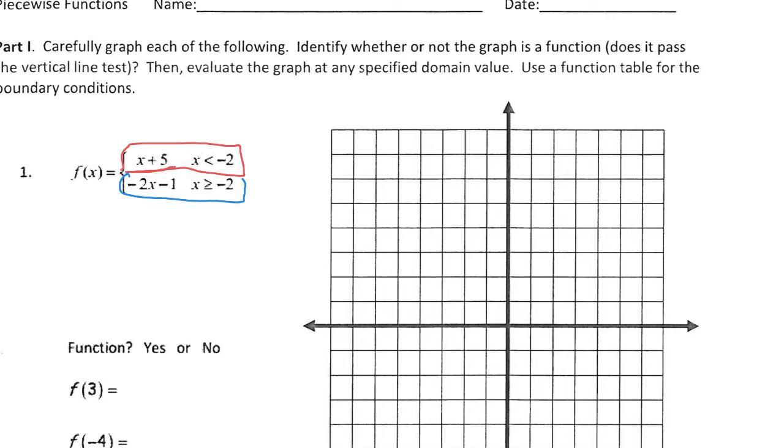So the idea is just to graph both pieces, and the domain that they list over here tells you where to graph each piece. So the first piece is graphed where x is less than negative 2. So if you go to where x is equal to negative 2, that's going to be a boundary line. If I put a vertical dashed line through there, I know that the first function that I circled in red will be graphed on the left-hand side of it, and the second function will be graphed on the right-hand side of it.